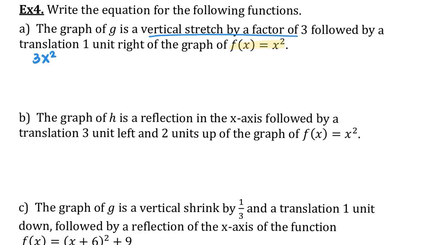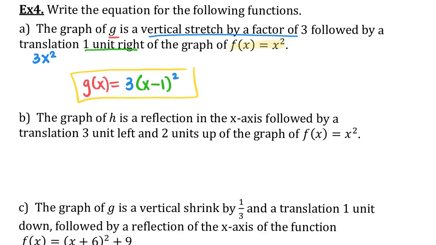Okay, then what am I going to do? Followed by a translation 1 unit right. Okay, so the 3 is going to stay there. I'm going to move it 1 unit right. So 3(x minus 1) squared. And then what am I calling this? g. Okay, so I stretched by 3, and then I moved it 1 unit right.